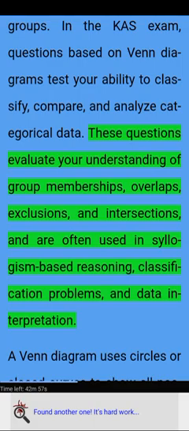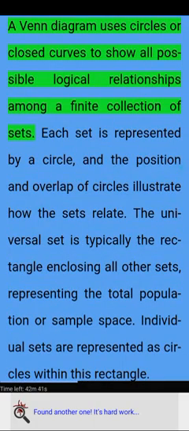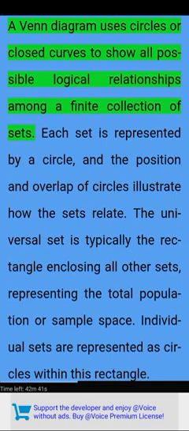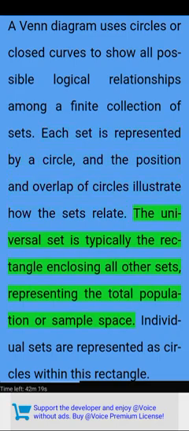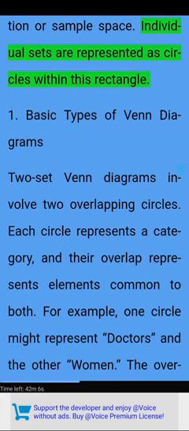problems, and data interpretation. A Venn diagram uses circles or closed curves to show all possible logical relationships among a finite collection of sets. Each set is represented by a circle, and the position and overlap of circles illustrate how the sets relate. The universal set is typically the rectangle enclosing all other sets, representing the total population or sample space. Individual sets are represented as circles within this rectangle.